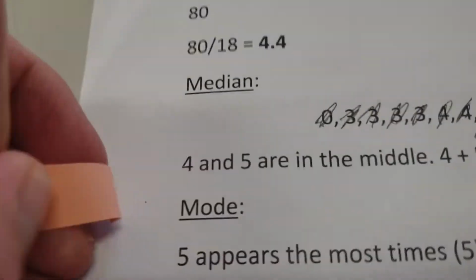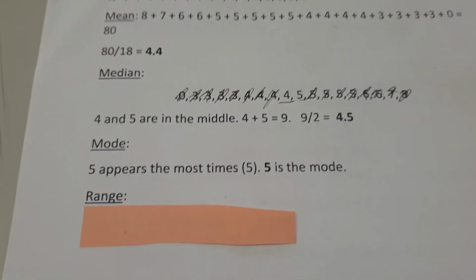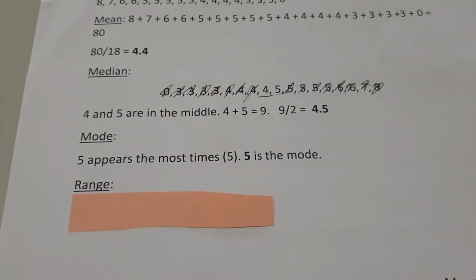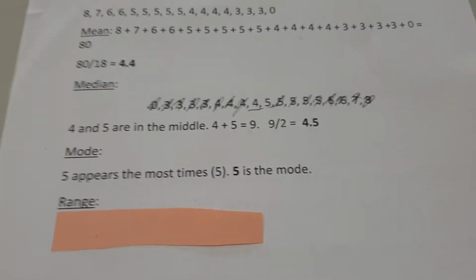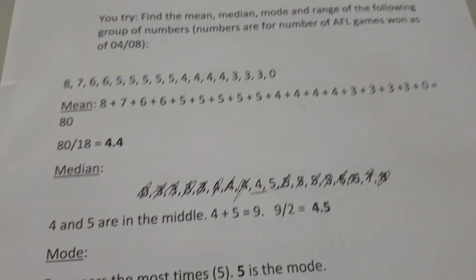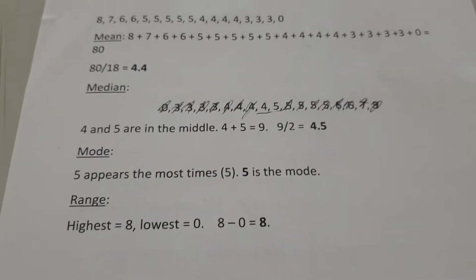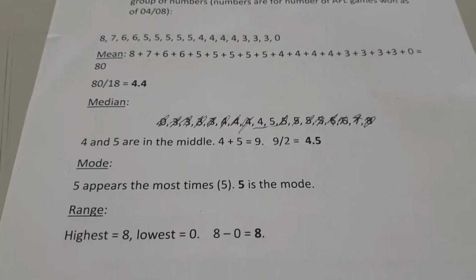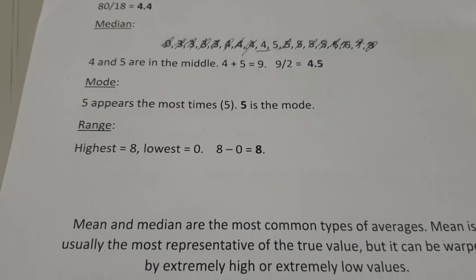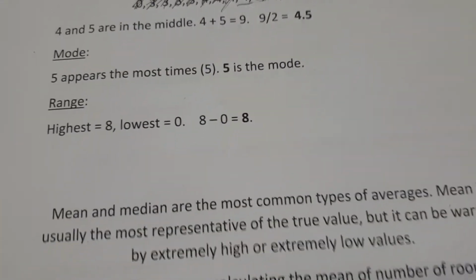The mode, so the number that appears the most times is 5. 5 appears 5 times. So 5 different teams have won 5 games, making that the mode. And finally the range, 8 minus 0, because the highest number was 8 and the lowest number was 0. So 8 minus 0 gives me a range of 8.